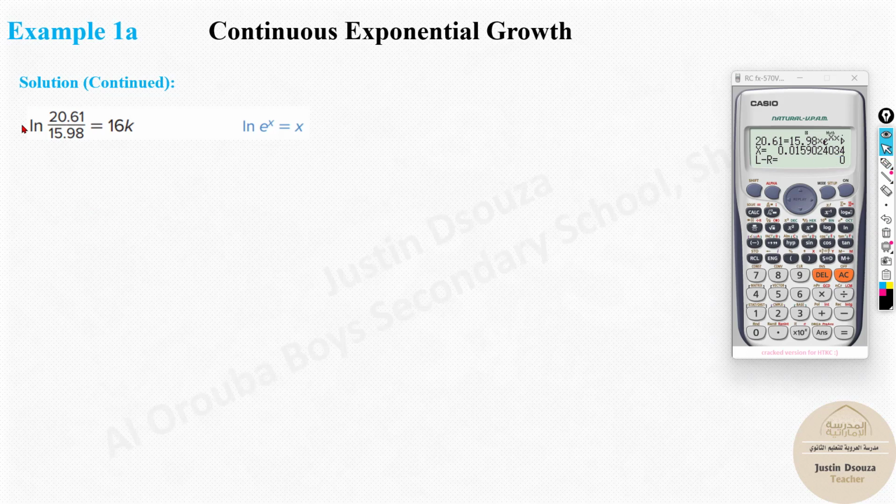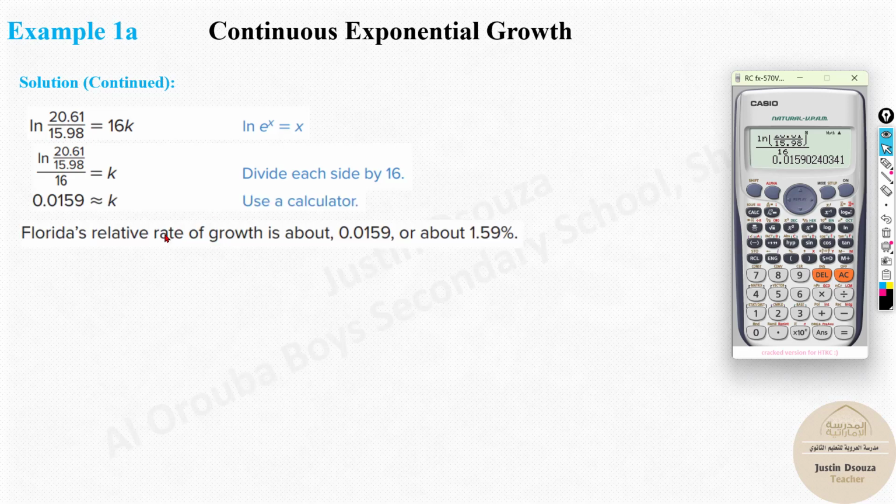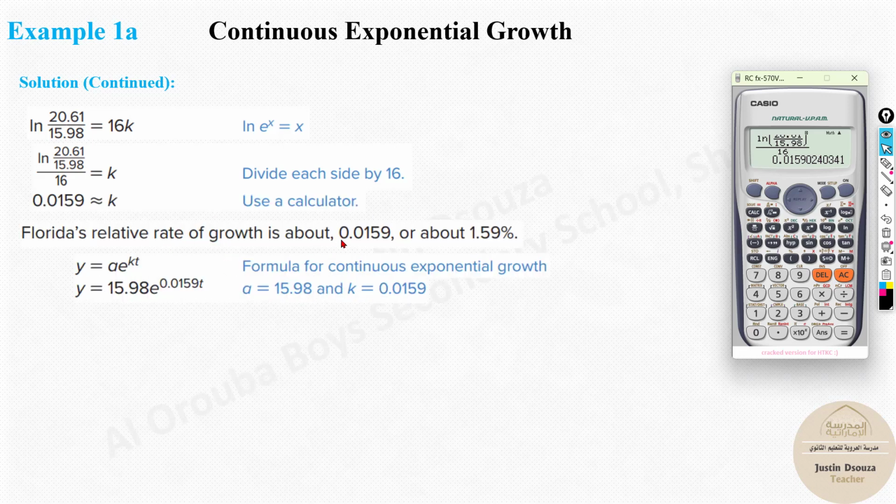Next, here you just need to put this in calculator and solve. Now before that, I forgot about the 16. Take 16 to the other side. Now put entirely everything in the calculator. Natural logarithm, you have to use calculator. There is no other way to solve. Divided by 15.98, close the brackets, and then we get 16 divided by 16. The answer is whatever we got directly as well, and that is the growth constant.